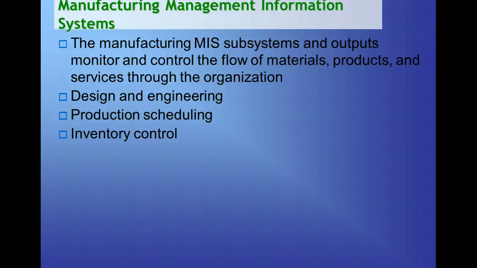The next MIS that we'll be going through is manufacturing MIS. The manufacturing MIS subsystems and outputs monitor and control the flow of materials, products, and services through the organization. A manufacturing example is when we have several raw materials, and then we pack all these raw materials together and assemble a car from it, from the raw material to a finished product. In this instance, the finished product is a car. So this is an example of manufacturing.